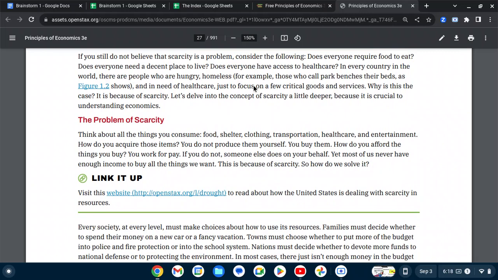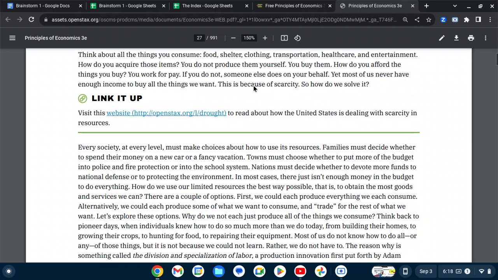Let's delve into the concept of scarcity a little deeper because it is crucial to understanding economics. The problem of scarcity. Think about all the things you consume: food, shelter, clothing, transportation, healthcare, and entertainment. How do you acquire those items? Do you not produce them yourselves? You buy them. How do you afford the things you buy? You work for pay. If you do not, someone else does on your behalf. Yet most of us never have enough income to buy all the things we want. This is because of scarcity. So how do we solve it?